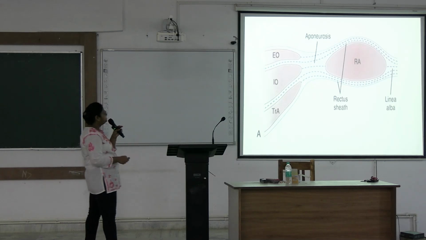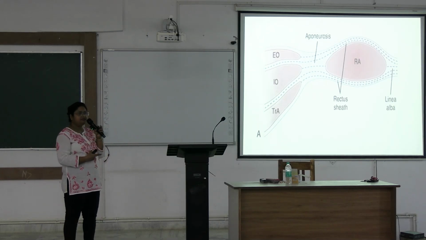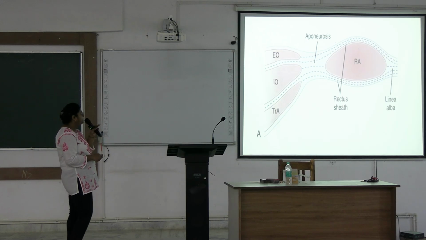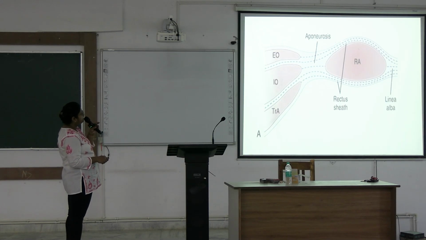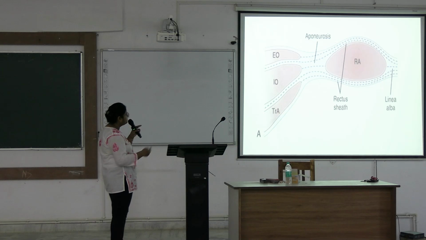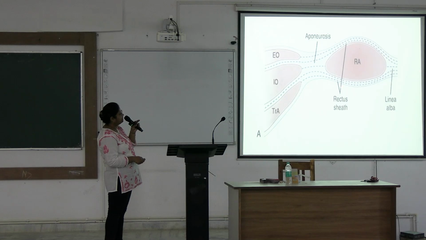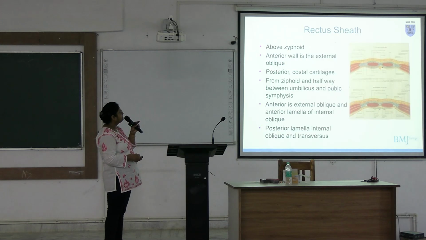Here is the formation. You practice a schematic diagram like this for the rectus sheath. These are the muscle bellies of external oblique, internal oblique, transversus abdominis, and here it is dividing into two. This is not a good diagram. You will get better diagrams in your books. Here is rectus abdominis. These are fusing together to form the anterior layer and posterior wall of the rectus sheath, and in the midline all the aponeuroses are fusing to form the linea alba.